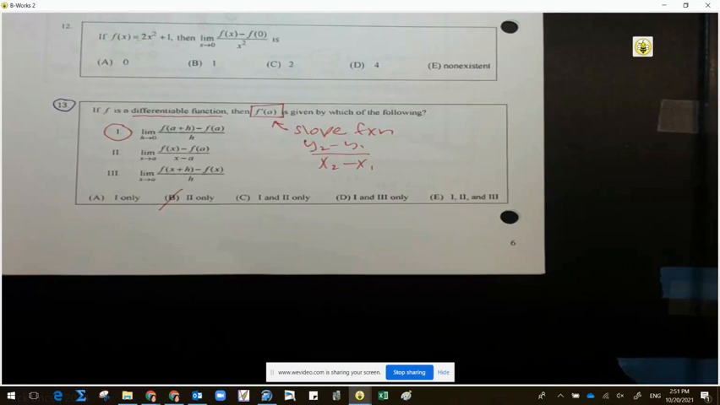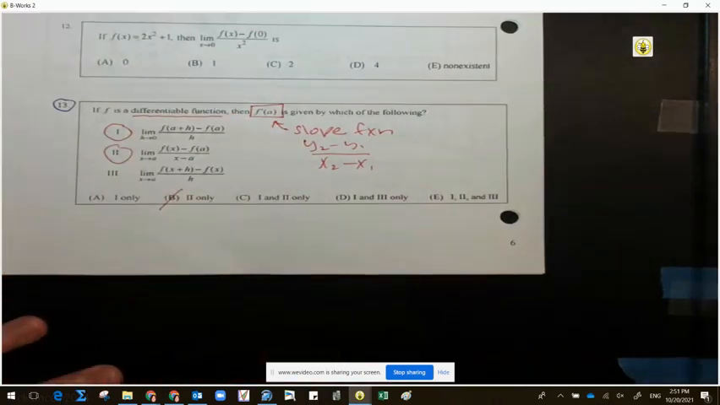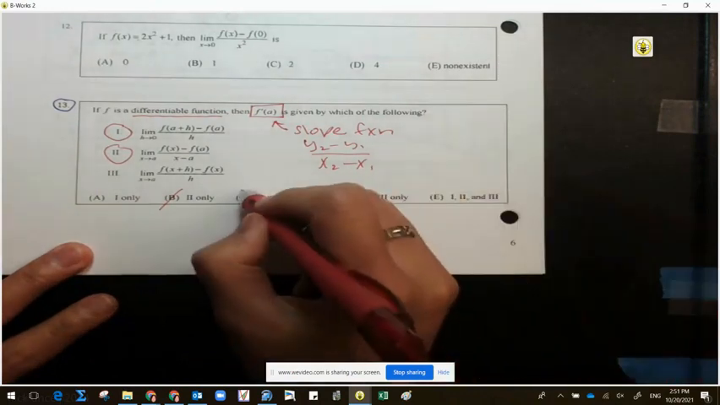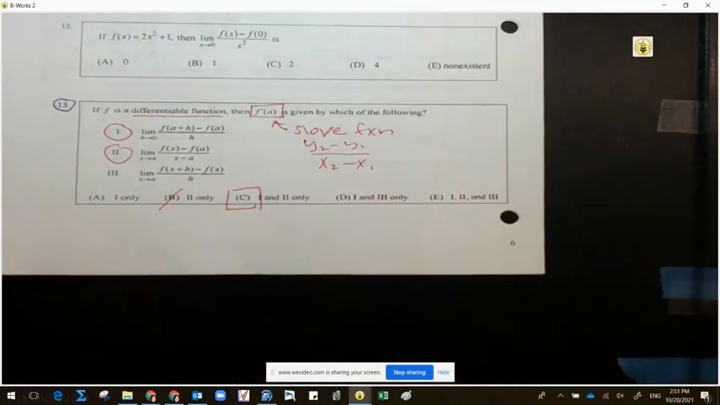What else has to do with our slope function? Just by looking at this. 2 or 3? 2. Very good. So we know it has to be 1 and 2. So C it is.